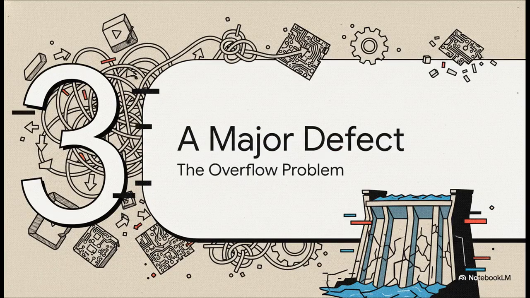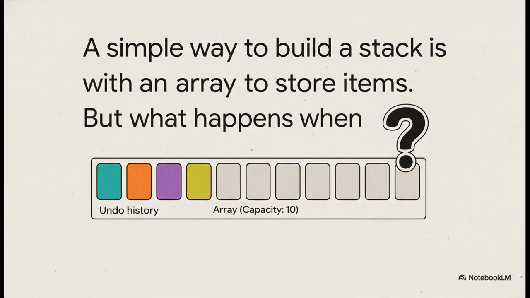Okay, so that sounds easy, right? Problem solved. But like with most beautifully simple ideas, when you actually try to build it in the real world, you hit a snag. A really big, really common snag. So the first thing you might think of is, okay, I'll use an array. An array is just, well, it's a list with a fixed number of slots. You just decide up front, all right, my undo history is going to remember the last 10 things I did. Seems totally reasonable, doesn't it?